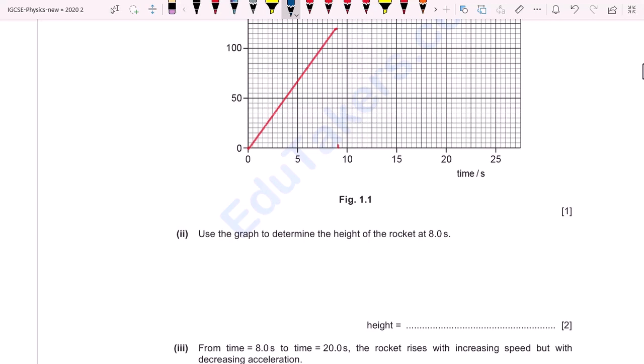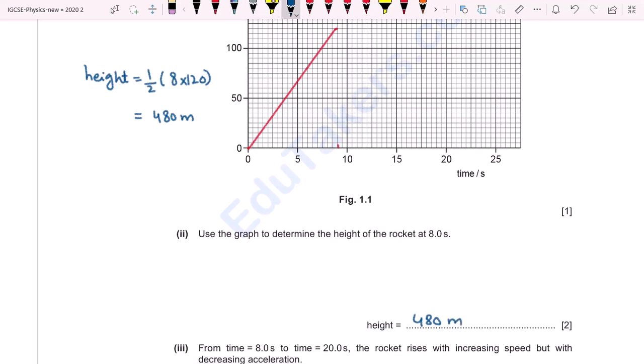So I write here, height is equal to the area of this triangle. The area of a triangle will be equal to 1 over 2 base multiplied by height. Here the base is 8 seconds, that is time, and the speed is 120 meters per second. So when I simplify this, I get 480 meters. The height comes to be 480 meters.